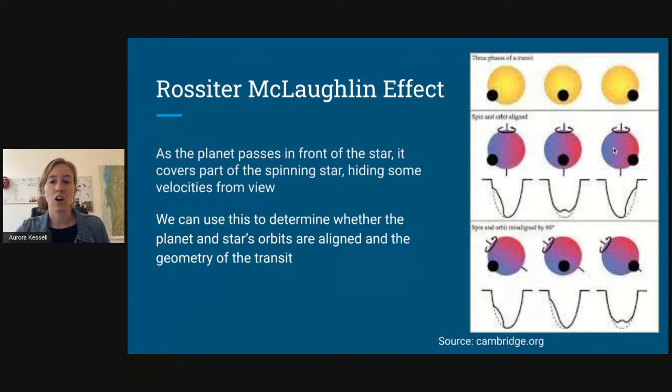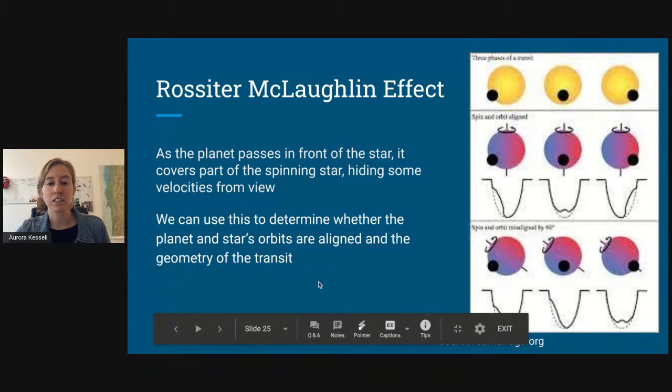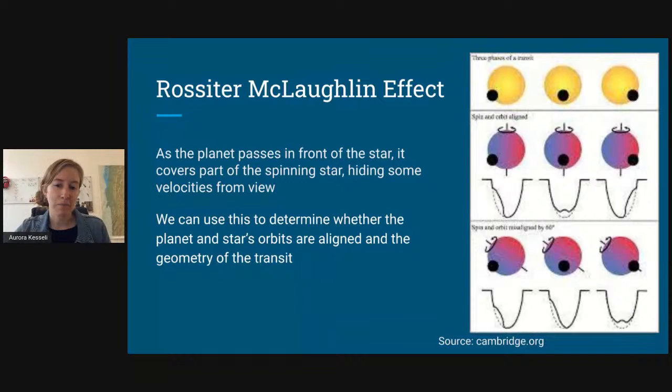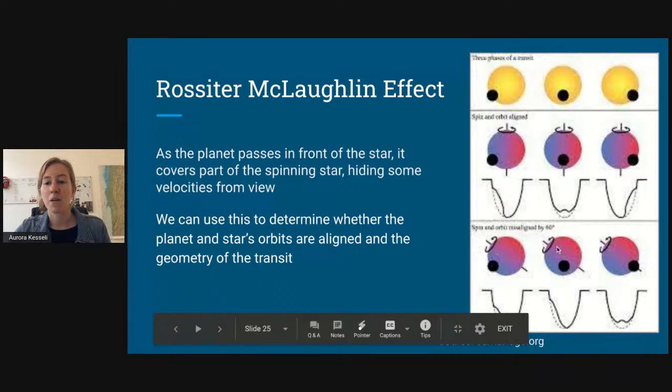So if the star and the planet's rotation axes are aligned, you're always going to get this blue shift blocking to red shift blocking. But if we have different things, say here, the star's rotation axis and the exoplanet's orbit axis are not aligned anymore. Now we're going to get, at the beginning, the same thing where the exoplanet is blocking the blue shifted light, but then in the middle, instead of blocking the center, it's going to still be blocking more of the blue shifted light. And at the end, instead of blocking the red shifted light, it's going to be blocking the light that is neither red shifted nor blue shifted.